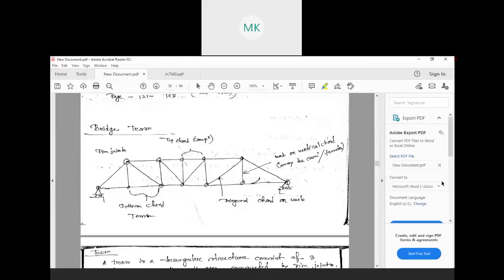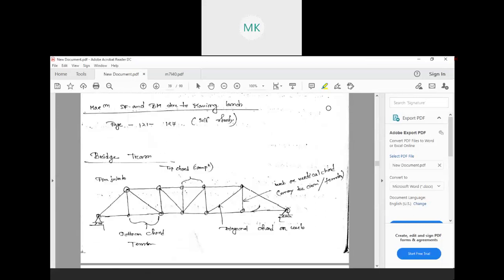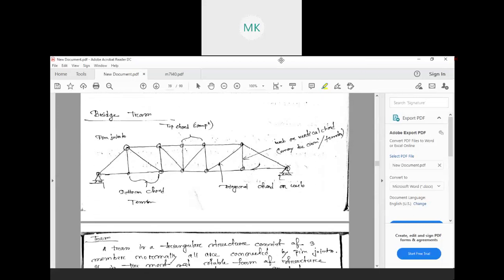Good morning all again. Okay, let's start our next topic. Our next topic is bridge truss, using ILD. So we are going to discuss that. Next, our next unit is bridge truss.